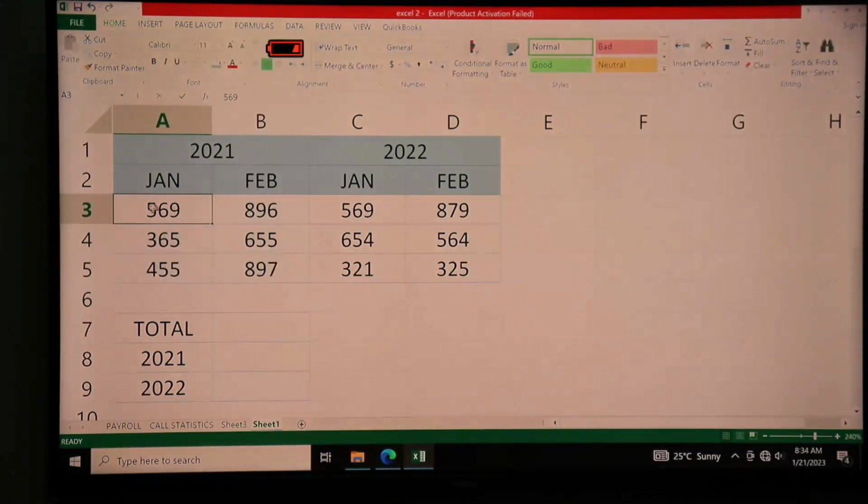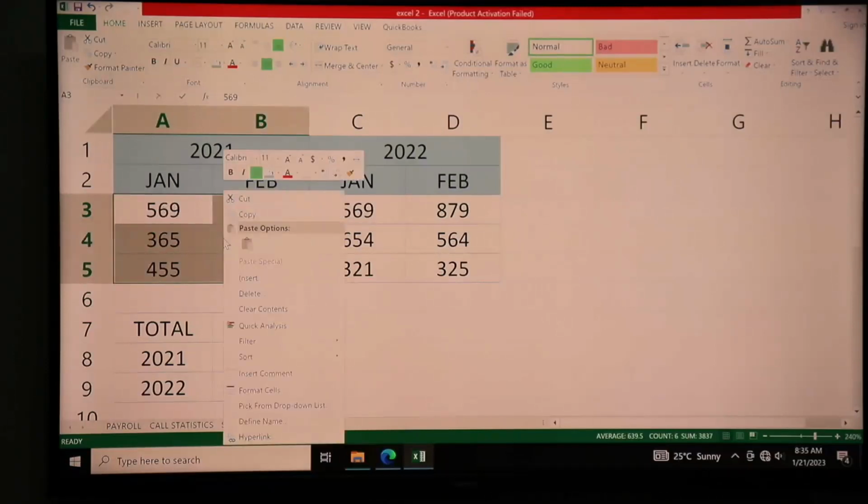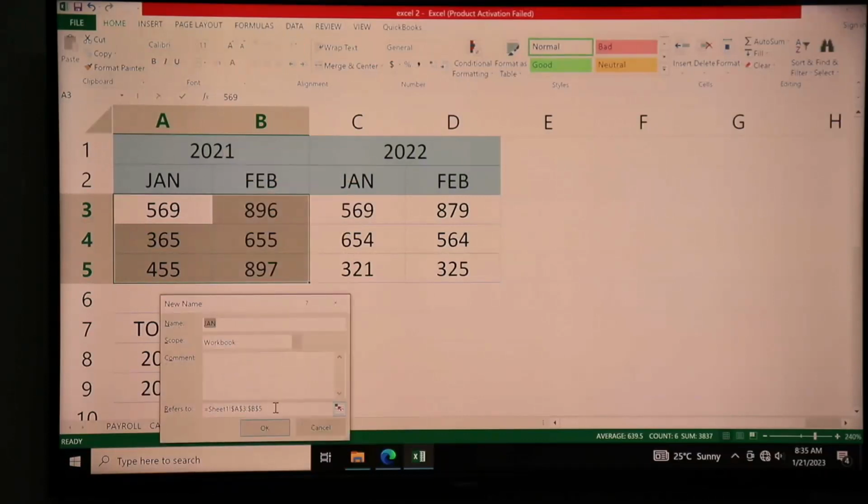You can highlight these cells and give them a name. So how do you define a name? Once you select these cells, then you right-click on the cell and then select Define Name. Then once you say Define Name, you can now type here, how do you want to name that cell?